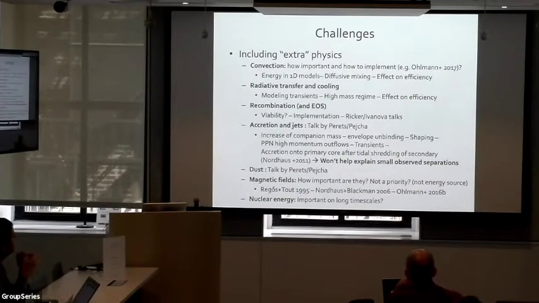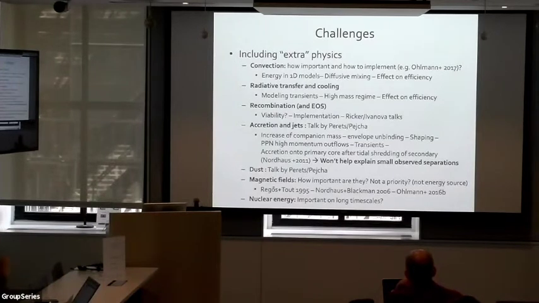Recombination, a lot of talk about that. There's still a question of viability in some people's minds, and then how to implement it. Accretion and jets, there are a lot of questions and issues here. We're just beginning to explore this, as are other groups. Will the companion mass decrease substantially? Will it aid in the unbinding of the envelope? Will it affect the shaping of the envelope and the planetary nebulae? Will it help to explain the high momentum outflow seen in planetary nebulae that can't be explained very easily?